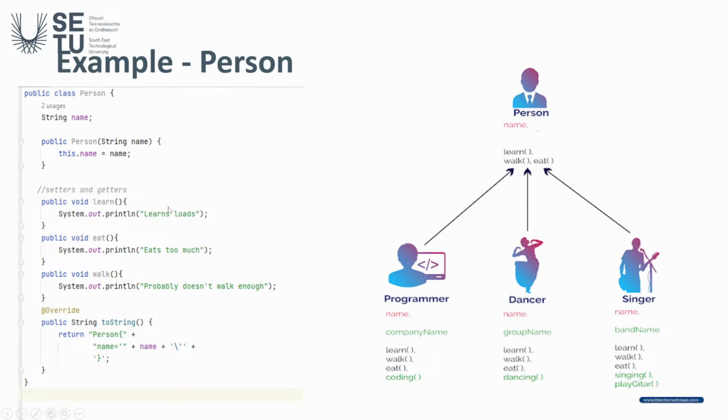So learn, we're just going to say learn loads. Eat, we're going to say eats too much. And walk probably doesn't walk enough. Okay, again, these should probably be strings, because we keep telling you in your model class don't have any System.out.println, just have those in your main.